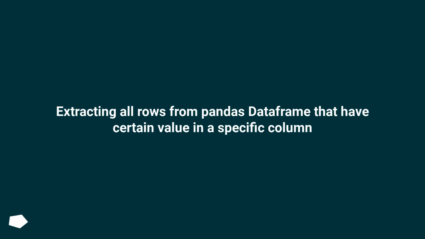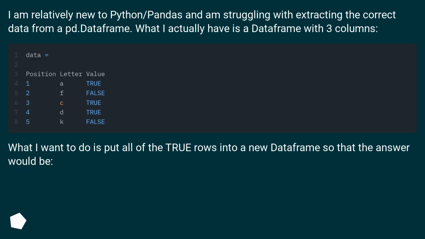Extracting all rows from pandas data frame that have certain value in a specific column. I am relatively new to Python/pandas and am struggling with extracting the correct data from a pd.data frame. What I actually have is a data frame with 3 columns.